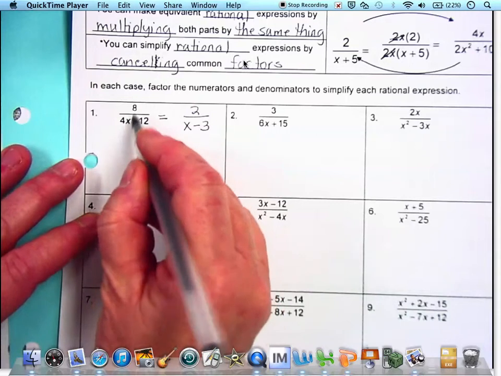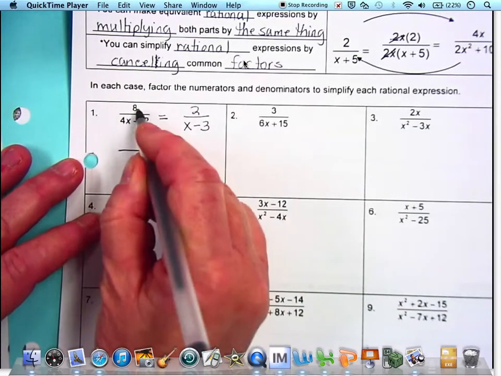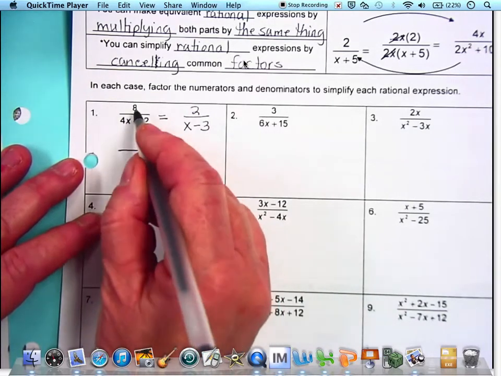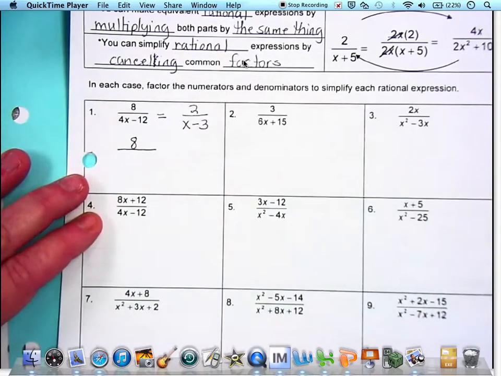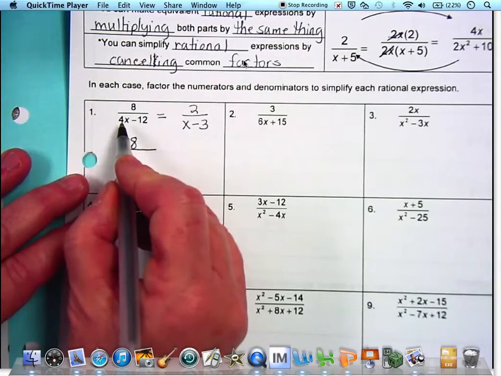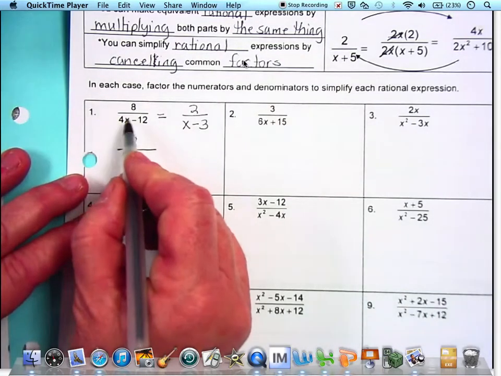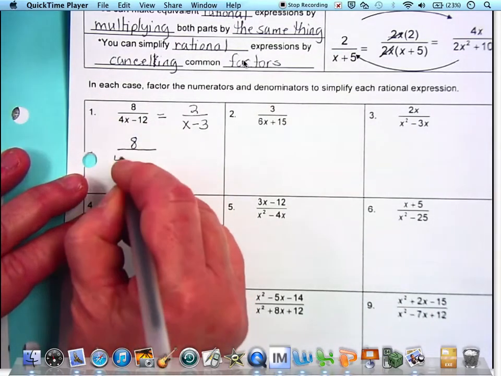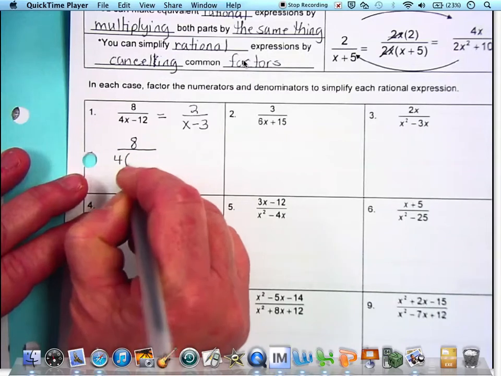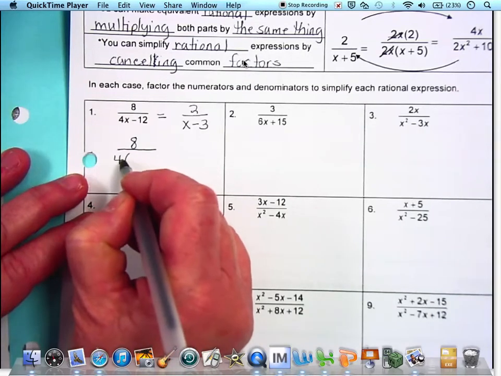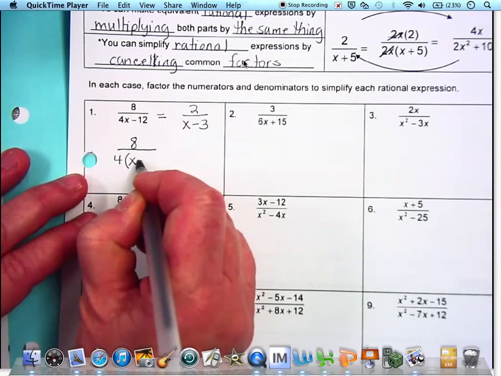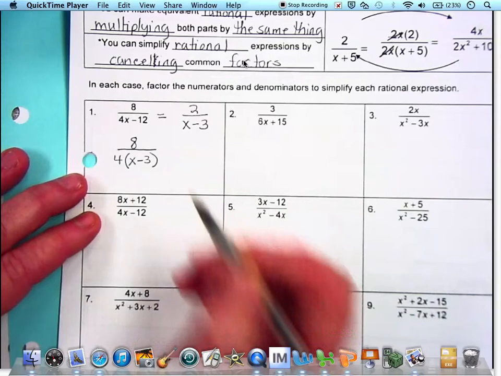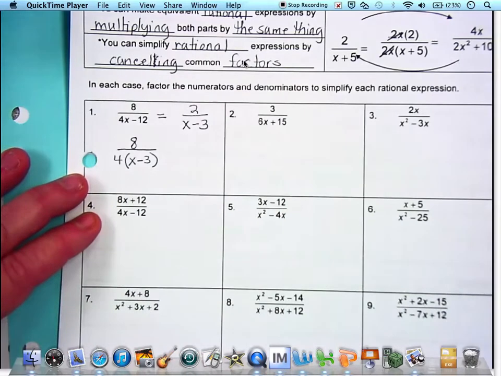Okay. We're going to factor the numerator and the denominator. Now the numerator will not factor, so we're going to leave an 8 there. Now what is common in the 4x and the 12? A 4. So we're going to factor out a 4. So we'll have 4 parentheses. 4 times what gives you 4x? x. And 4 times what gives you 12? 3. So in parentheses, you'll have the x minus 3.